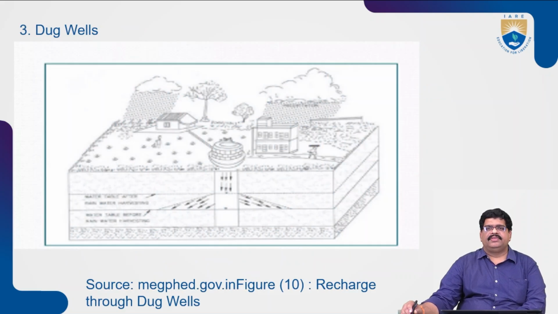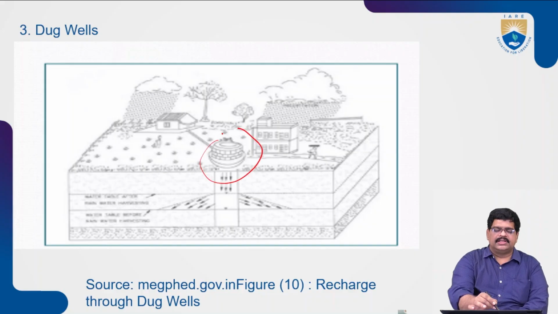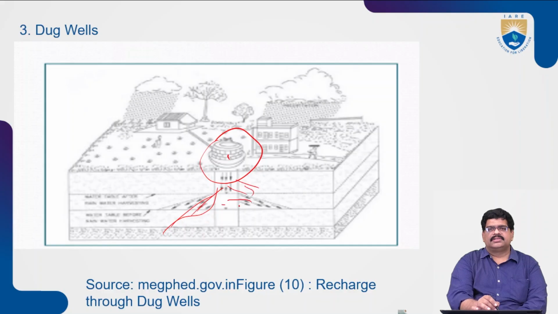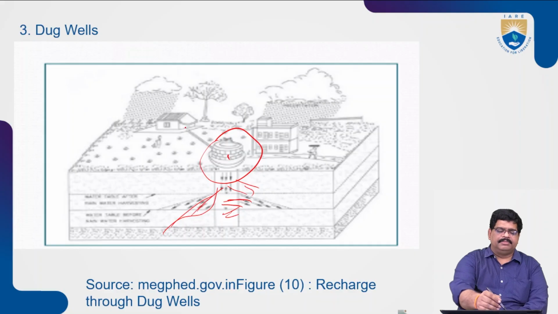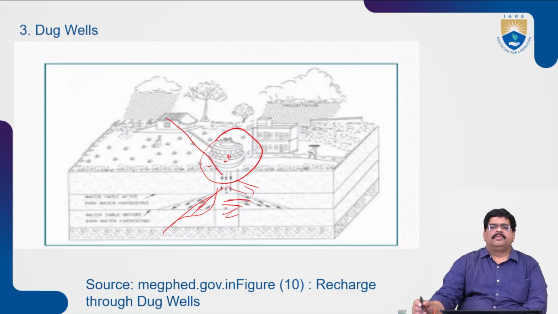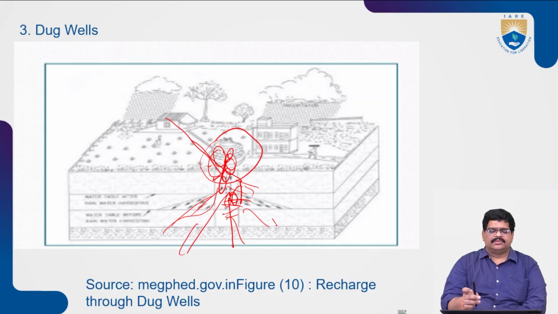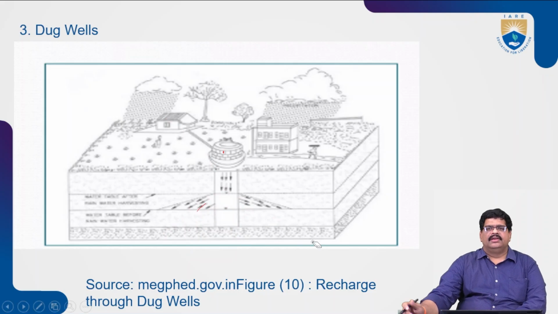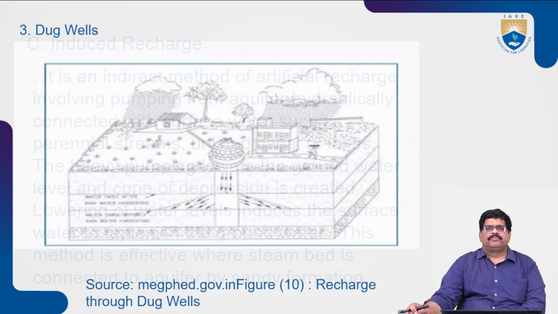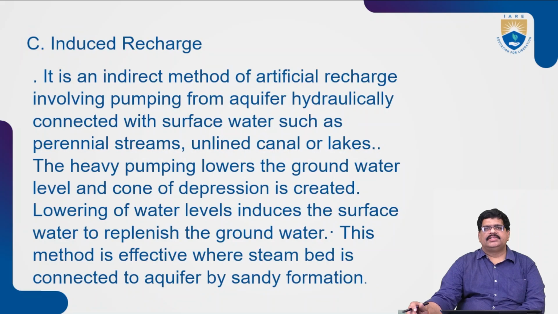Here is a constructed well. Based on this well, water can be recharged into the groundwater. The water available from a particular area, even waste water, can be sent to the pits and recharged to the groundwater levels. That is a technique that can be used for the artificial recharge of groundwater.